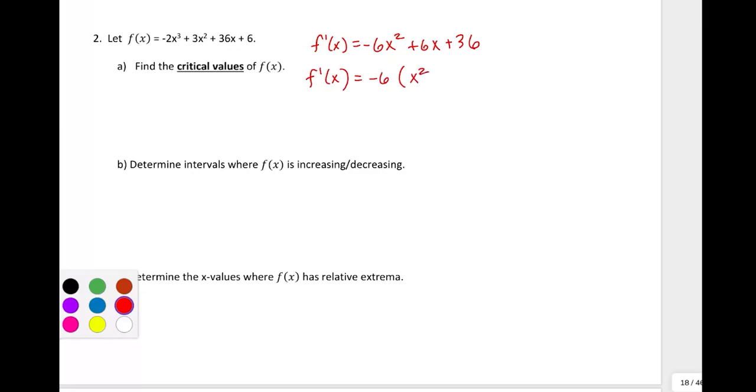So we've got x squared minus x minus 6, and then set it equal to 0. And I guess we might as well just factor it at this point as well. What would that be? x minus 3 and x plus 2. And so now we can find our critical values. Now, negative 6 obviously can't equal 0, so that factor doesn't produce any critical values. But x could be 3 and x could be negative 2.